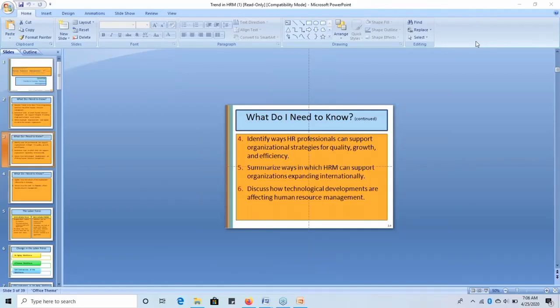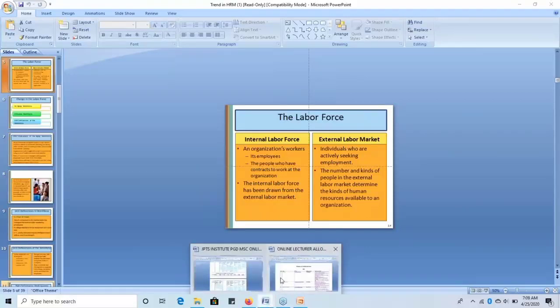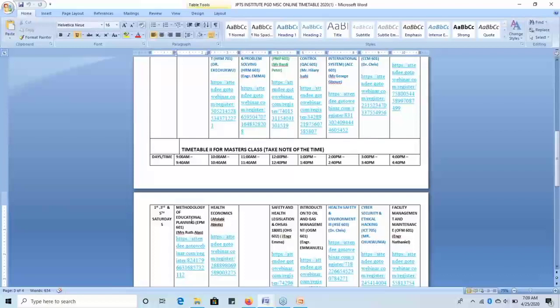Let's look at the labor force quickly. In labor force, we have two types. We talk of the internal labor force and the external labor force. Under the internal labor force, we are looking at the workers, your employees, the people who contribute to the development of the organization on a daily basis. Then by the external, we are looking at your clients, the number and kinds of people in the external labor market. These are the people that are making you be in business. Without them, you cannot be in business.